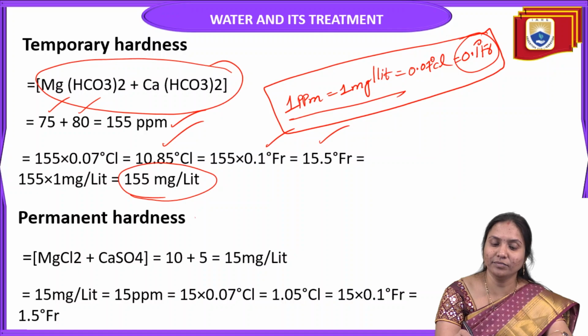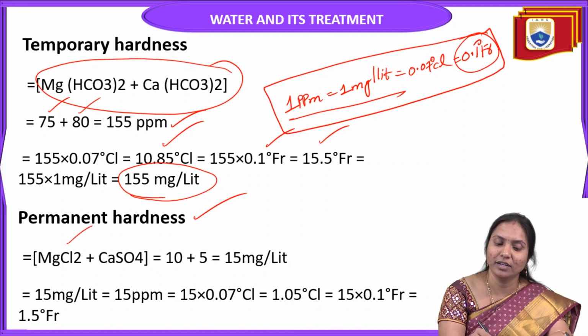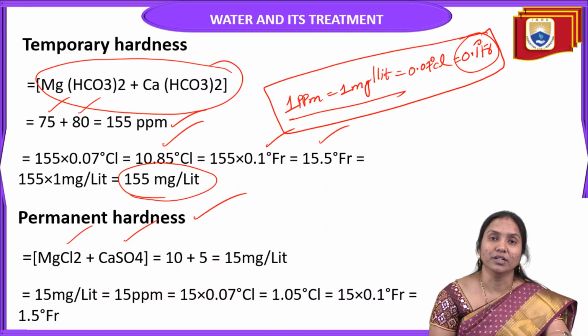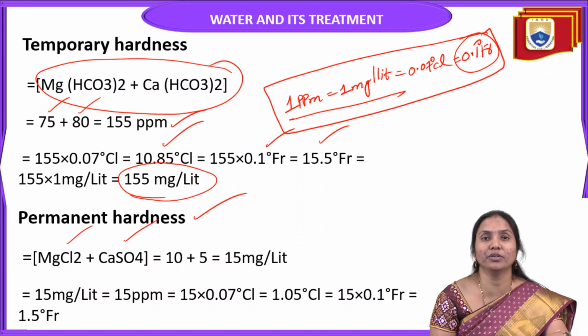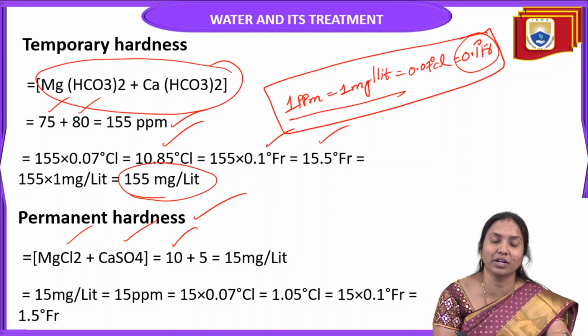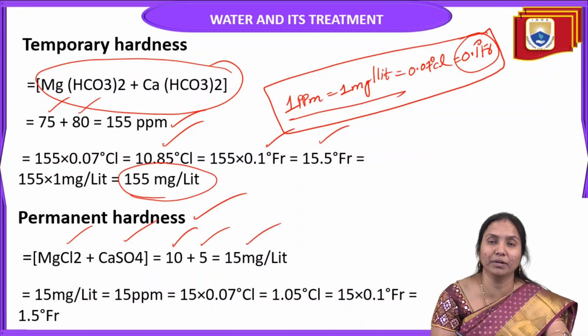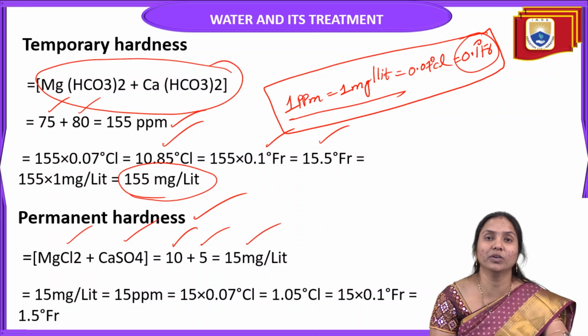Next you can calculate the permanent hardness of given water. So permanent hardness causing salts present in given water are magnesium chloride and calcium sulfate. So after converting these into calcium carbonate equivalent, we'll get the values of magnesium chloride as 10 and calcium sulfate as 5. So total it's equal to 15 milligram per liter. Permanent hardness of given water is 15 milligram per liter.